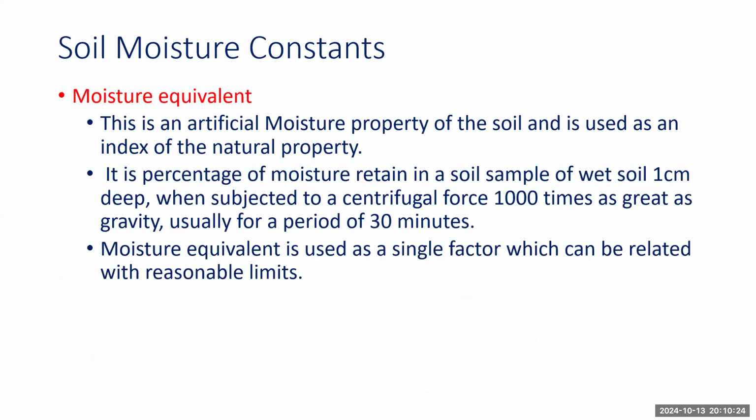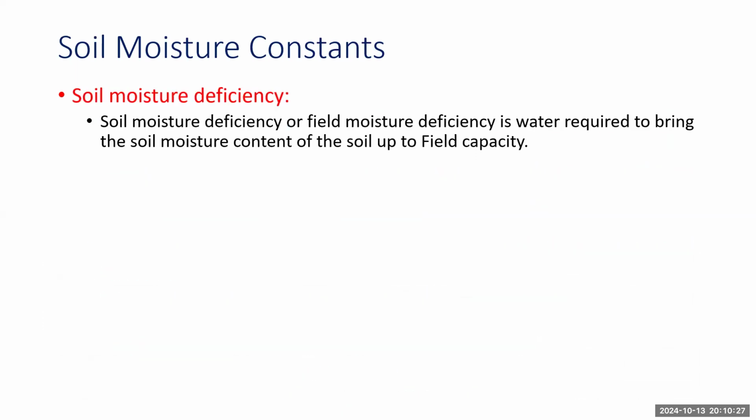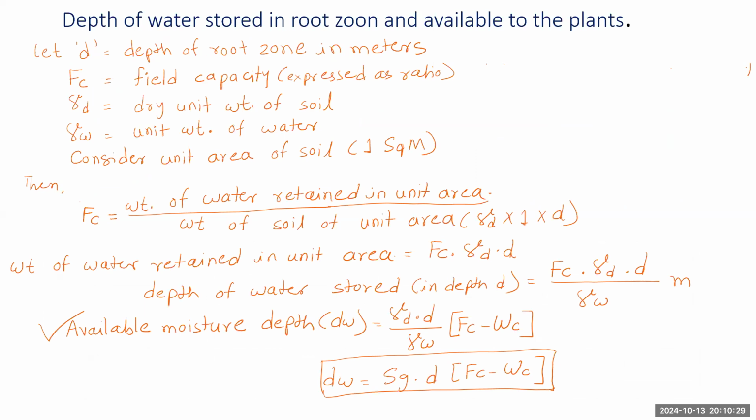Now, in continuation with this, we are going to discuss the next point, that is how to calculate the depth of water stored in a root zone which is available to the plant. Here we are going to learn how to calculate the available moisture depth, dw. dw is the available moisture depth. And for that, the formula is dw = (gamma_d / gamma_w) × d × (FC − WC).